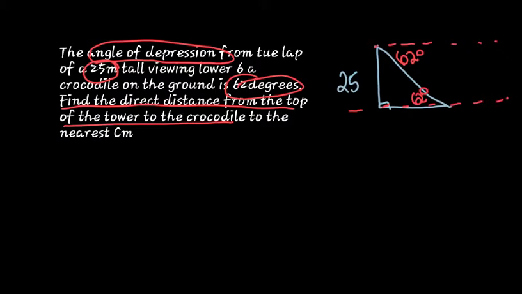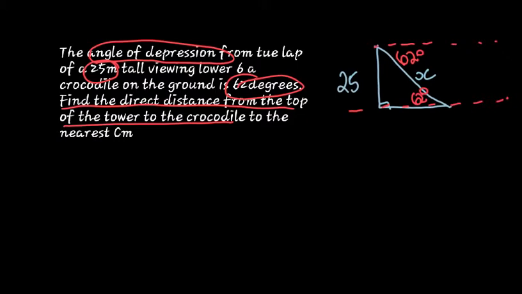And we're looking for the direct distance from the top of the tower to the crocodile. So we're not talking from the base of the tower, we're actually talking from the top of the tower, so we're after our hypotenuse, this one over here. Okay, so reading the questions carefully, making sure you understand what the language is, what the words are asking you to do is very important in these worded questions. And that's why using your 5S strategies will help you.